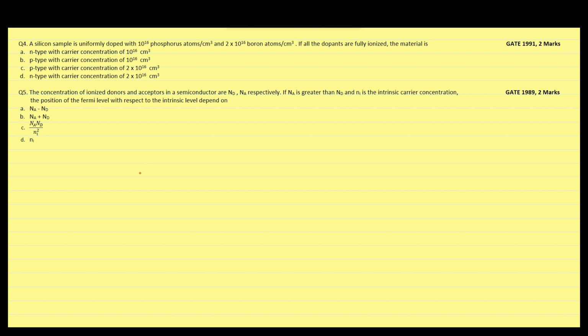Now for the fourth question, it is said that the silicon sample is doped with 10 raised to the power 16 phosphorus atoms per centimeter cube. Phosphorus is acting as an n-type dopant for silicon. Therefore, we will represent it with Nd, which is equal to 10 to the power 16 per centimeter cube. Similarly, boron atoms will act as p-type dopant. Therefore, we will represent it as Na.